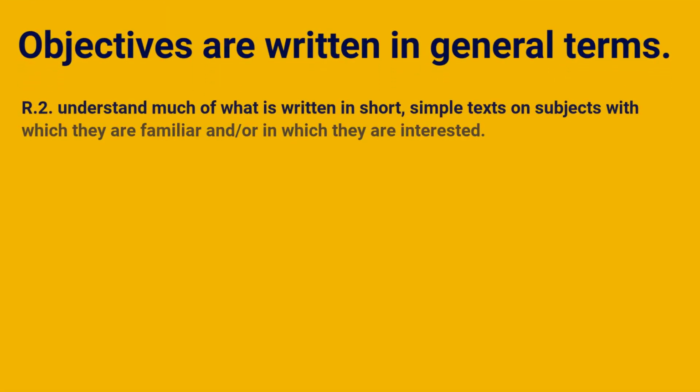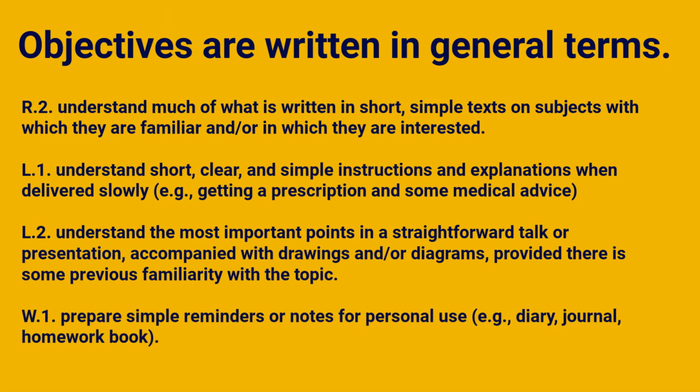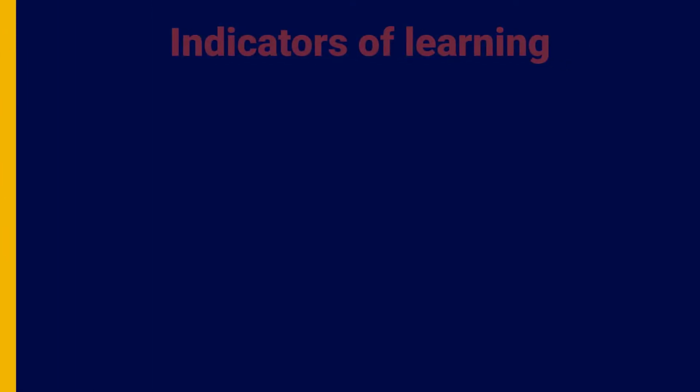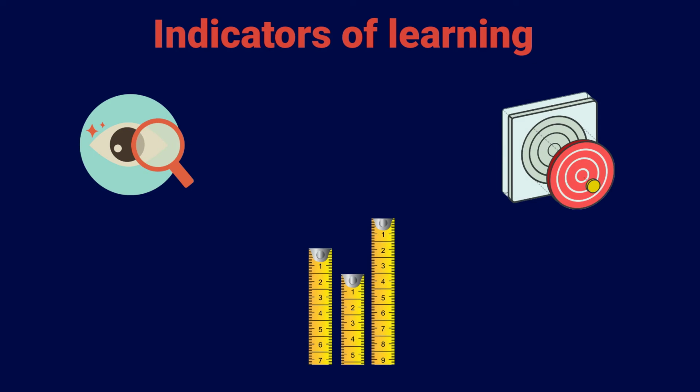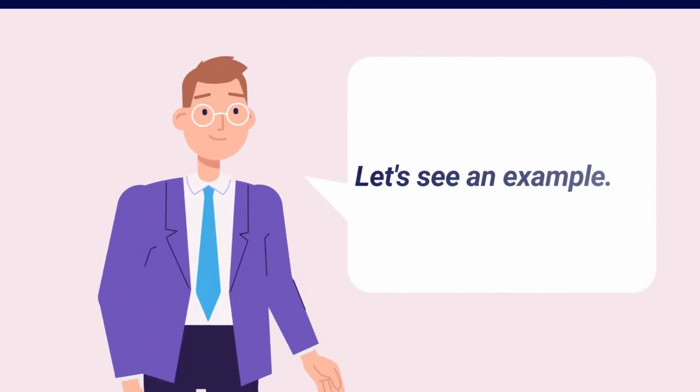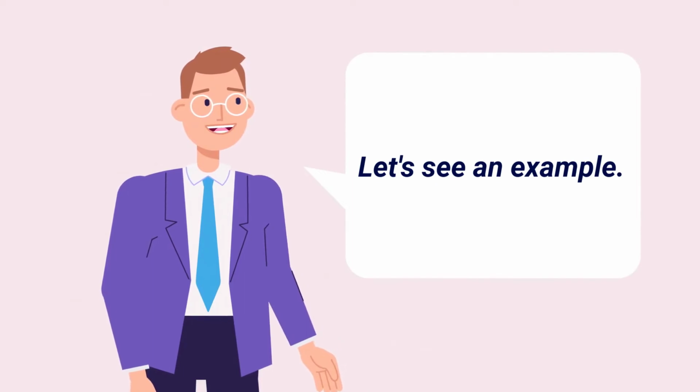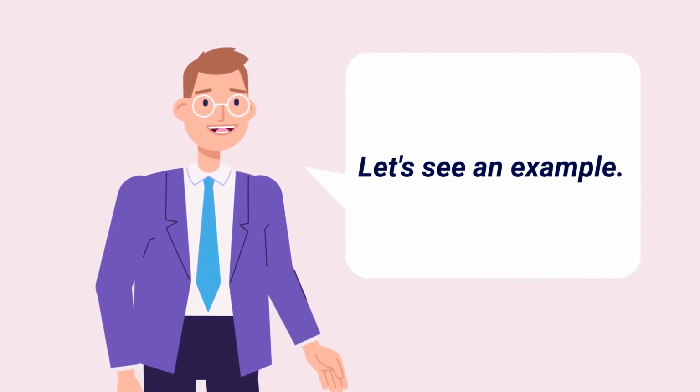This is necessary because the objectives that we saw in the previous chart are written in general terms. But for a test, English teachers usually work with indicators of learning. In other words, descriptions of observable, specific, and measurable behaviors that provide necessary information for evaluation. Let's see an example of how we can transform objectives into indicators of learning.